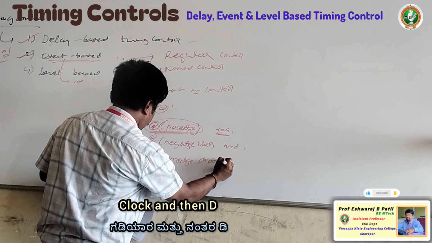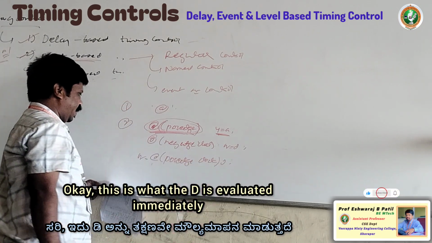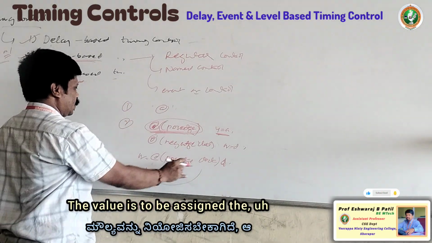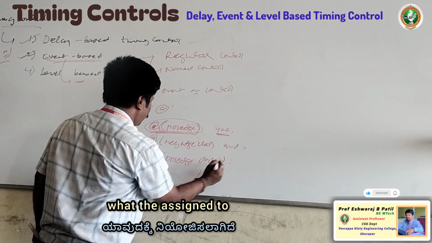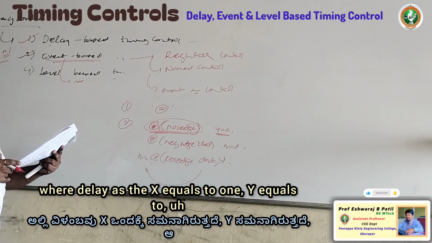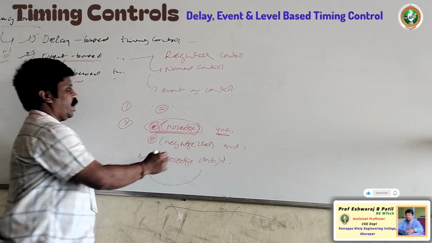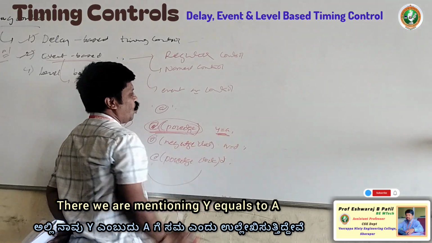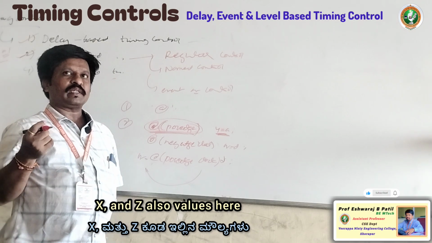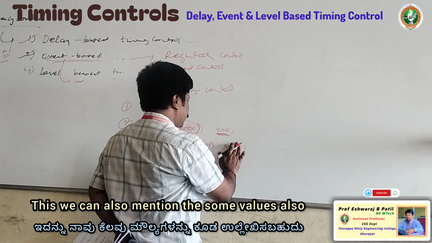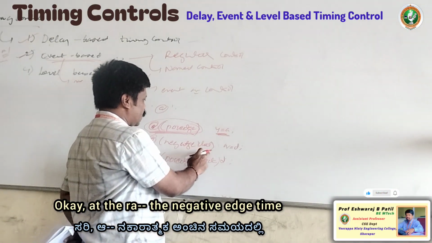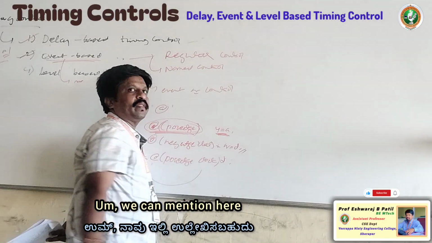clock and d. Here d is evaluated immediately. At this position d is evaluated immediately, and the evaluated d value is assigned to the left hand side of the equality. It means there must be a delay, mentioned as x equals 1, y equals a, which can be 0, 1, x and z values. We can also mention x equals d value explicitly here, with this much delay at the negative edge time.